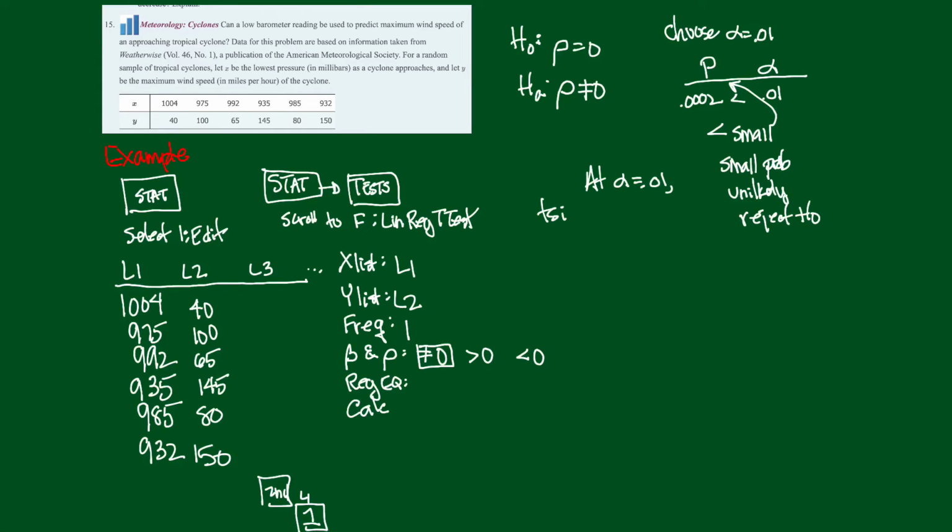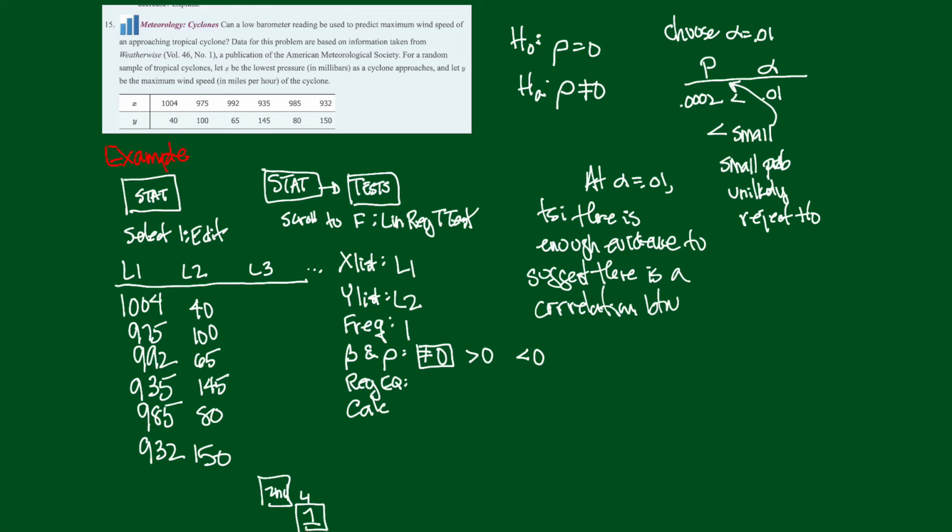And then we can write our conclusion. At alpha equals 0.01, this sample indicates there is enough evidence to suggest there is a correlation between barometric pressure and wind speed.